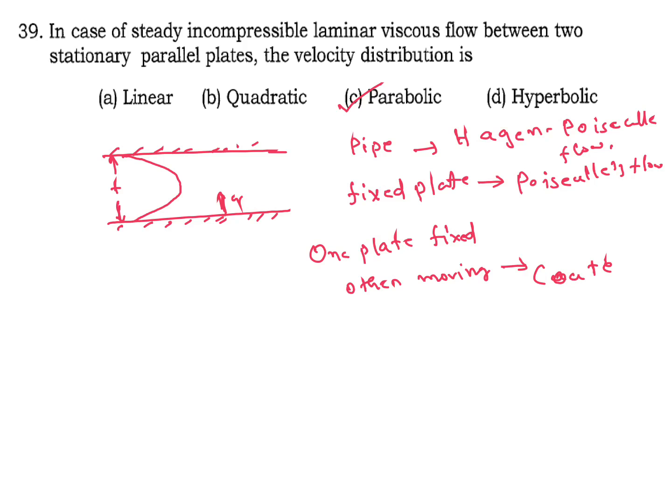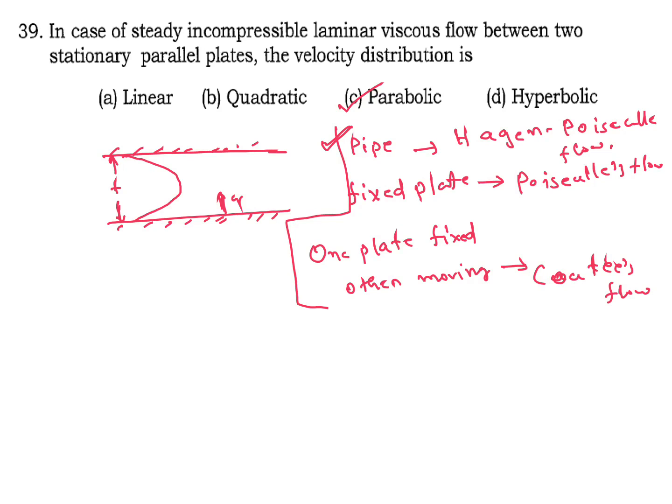These three things are important for IAS examination, ISRO, and GATE examination also. In the GATE examination, from the Hagen-Poiseuille equation, so many times they ask problems. And for the IAS examination, in case of two fixed plates, Poiseuille flow, three more formulas are important.